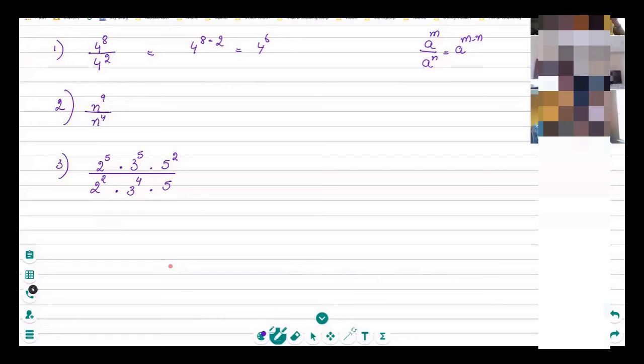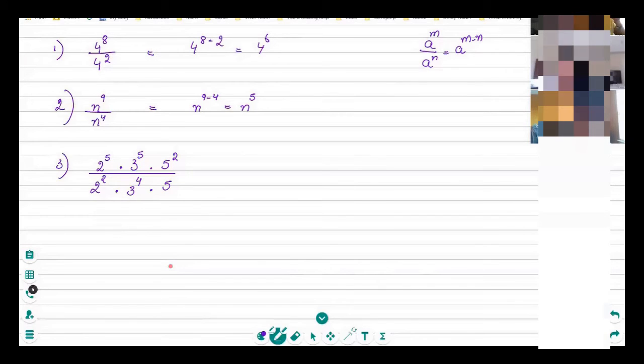Okay. Next one, Sophia, I want you to give me the answer for question number 2, step by step. Okay. Question number 2. First, I did, since the numerator and the denominator have the same base, I just kind of got one n, and then I subtracted 4 from 9. Okay, good. I got n to the 5th power. N to the 5th power. Perfect.